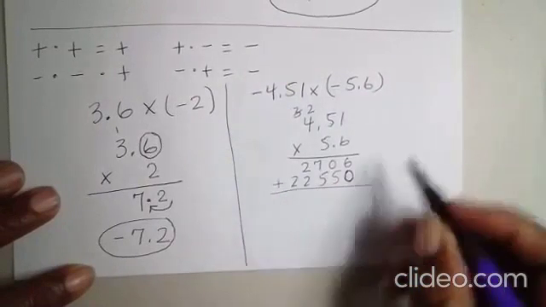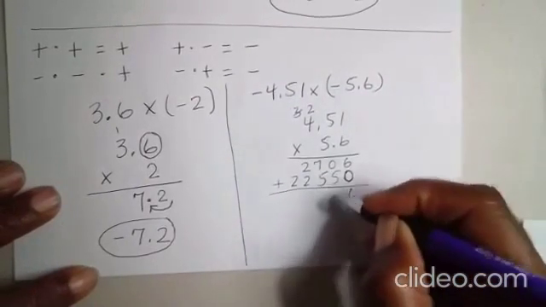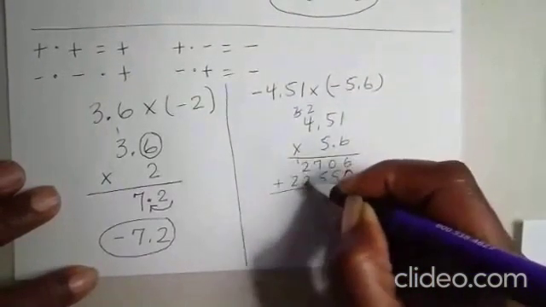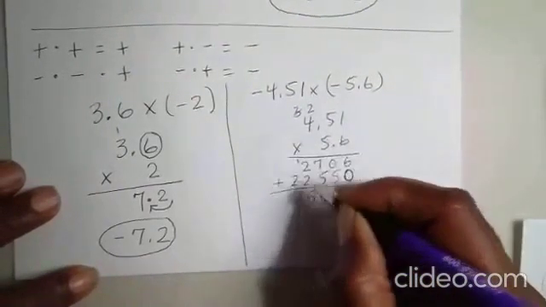We're adding these together. Start at the ones place. 6 and 0, 5, 5, 7, 5, 12. 2, 2, 4, one more 5, 2.